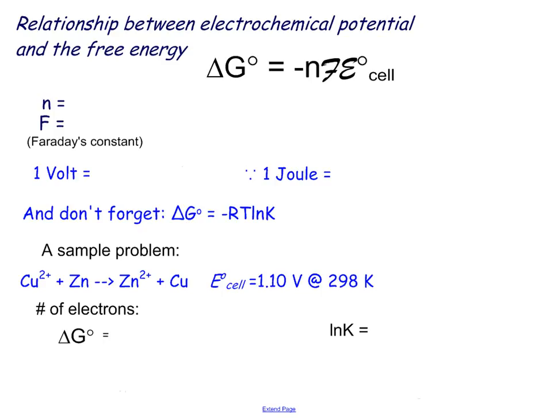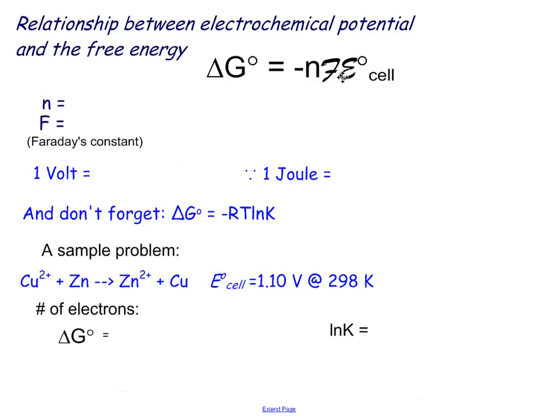Let's take a look at the relationship between the electrochemical potential of a cell and the free energy of the same voltaic cell. We know that if delta G is negative, it's a spontaneous reaction. We've also seen recently that if the electrochemical potential for the cell, E cell, is positive, it's a spontaneous reaction. So we can actually have an equation that relates the two.